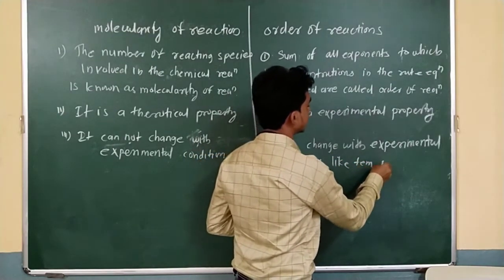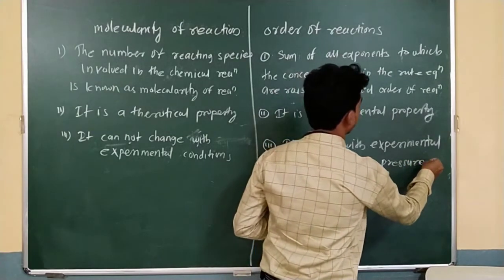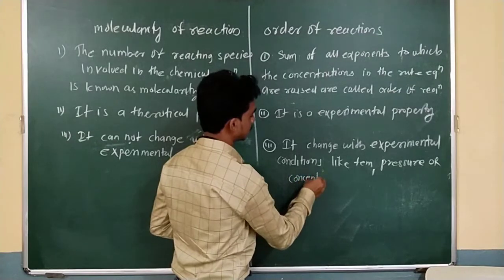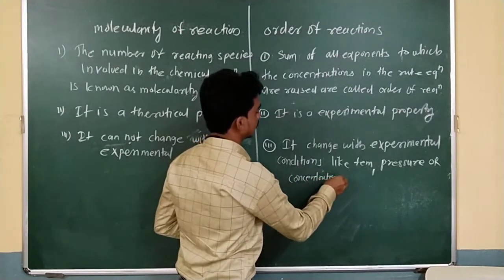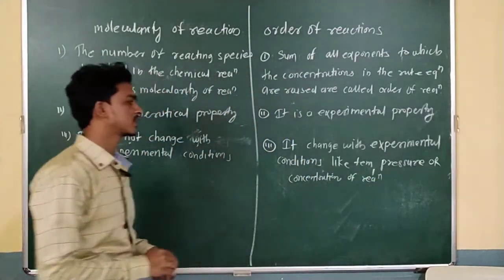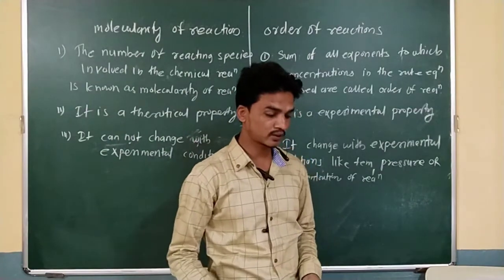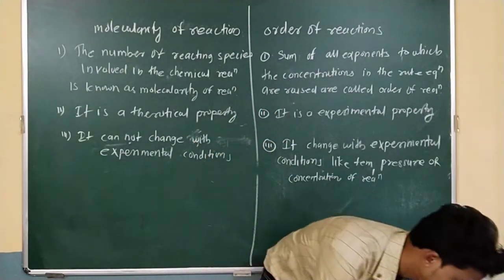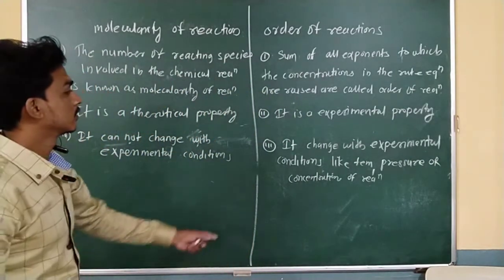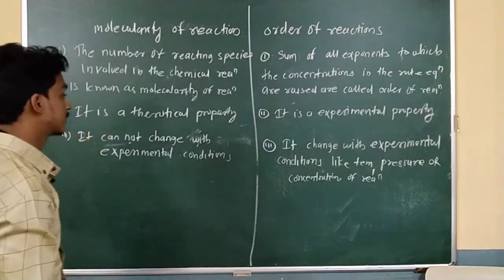It changes with experimental conditions like temperature, pressure, or concentrations of a reactant. If I am changing concentrations of the reactant, the order is also changed. Okay, so this is the difference between molecularity and order of reactions.